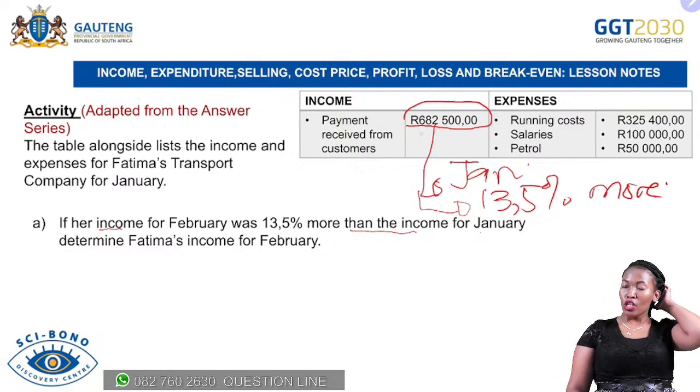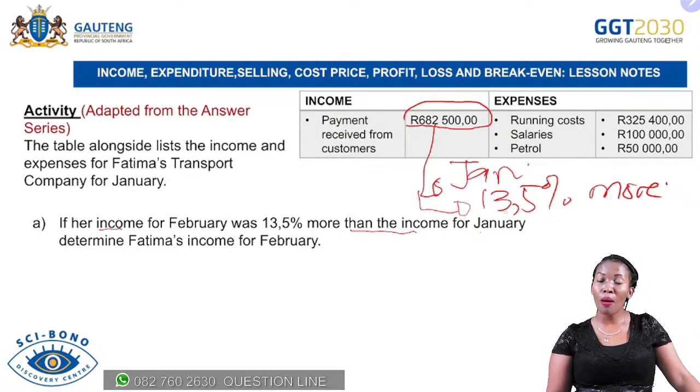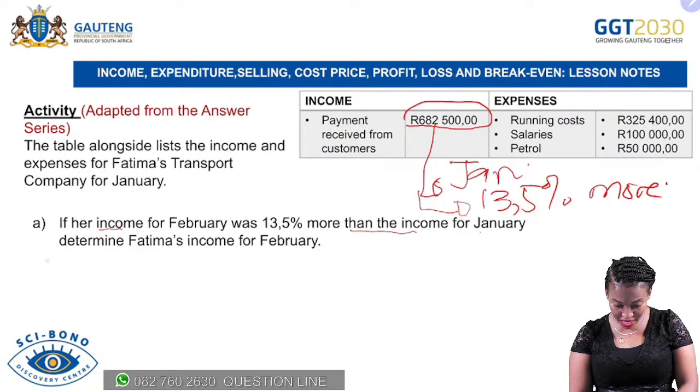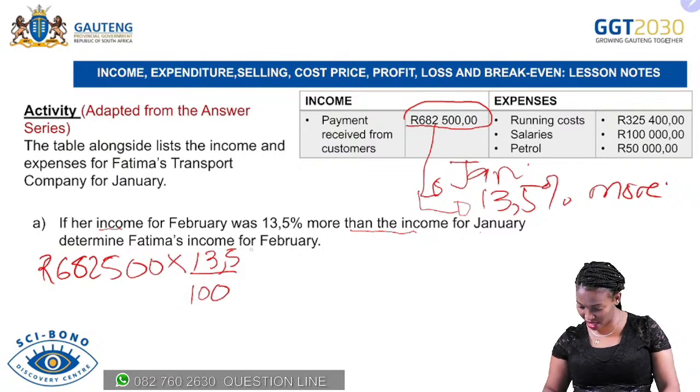Of January. So if we want to know how much her income was for Feb, it means we must increase her income with 13.5%. So how do we do that? We are going to start with the 682,500 and then multiply by the percentage that we must increase with, which is 13.5. 13.5%, by the way, it means 13.5 over what? Over 100. So let us do this one together, guys.